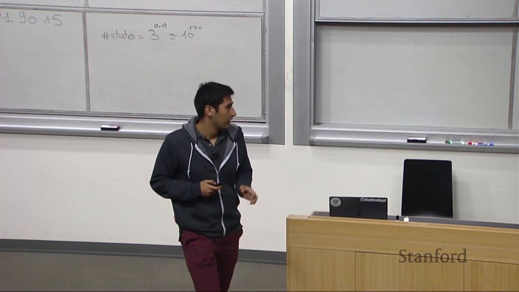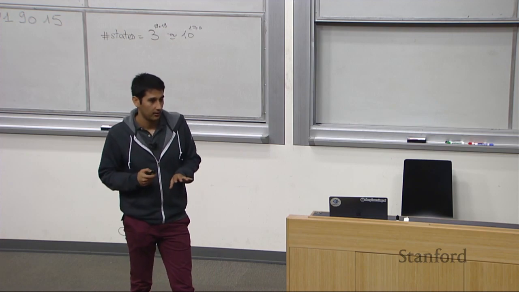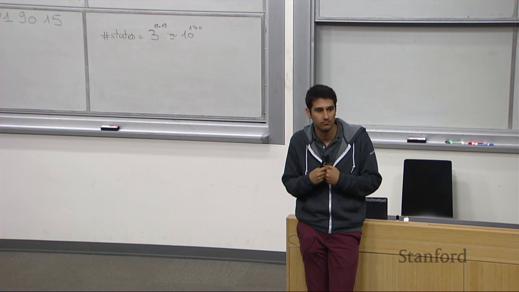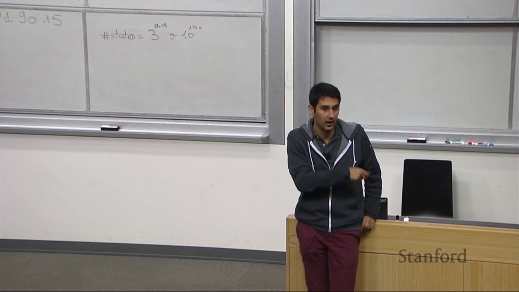Now, if we take gamma equals 1, which means we have no discount, the best strategy to follow in this setting seems to be to go to the right, starting in the initial state 2. And the reason is it's a simple computation. On one side I get +2, on the other side I get +11. What if my discount was 0.1? Which one would be better? Yeah, the left would be better, directly to +2.